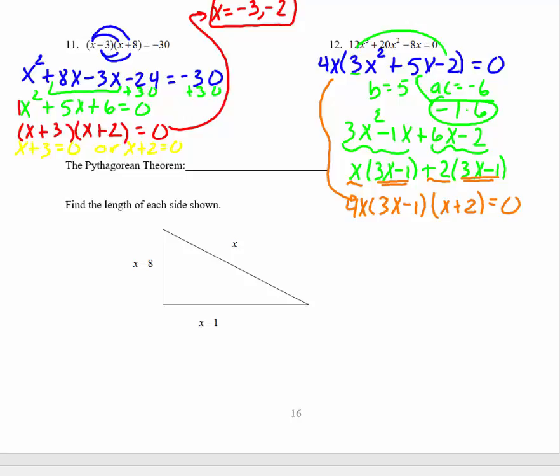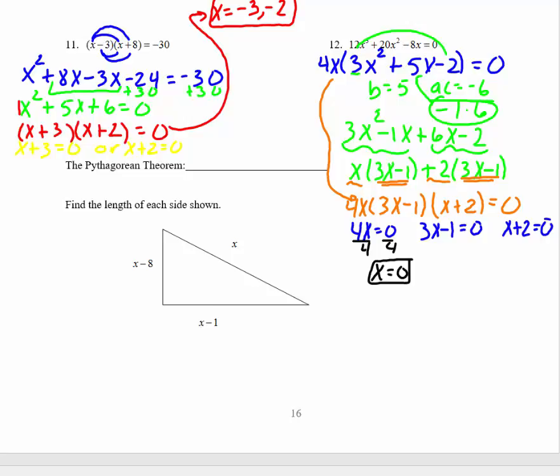So you'll see that we actually have 3 things being multiplied, so we're going to set each one equal to 0. So either 4x would have to equal 0, or 3x minus 1 would equal 0, or x plus 2 would have to equal 0. So for the first example, 4x equaling 0, I'll divide both sides by 4. When I divide by 4, 0 divided by 4 is 0. That is an answer. 0 we like.